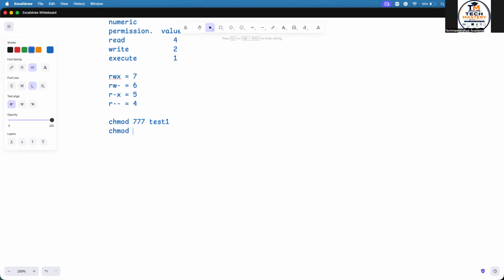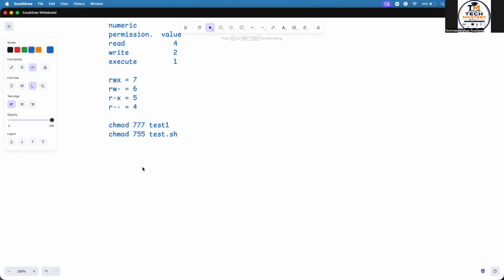Next is chmod 755 test.sh. This is the common authority if you have any script. If you have any script, we grant 755 authority. So 7 means the owner will have read, write, and execute authority. Then the group will have read and execute authority, and others will have read and execute authority.